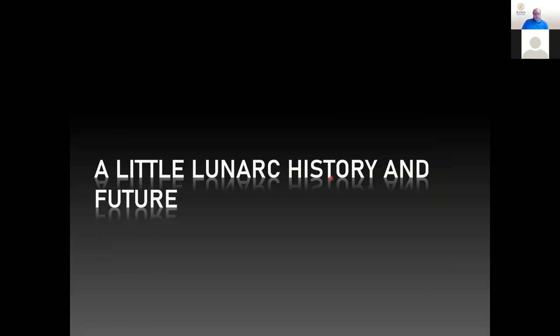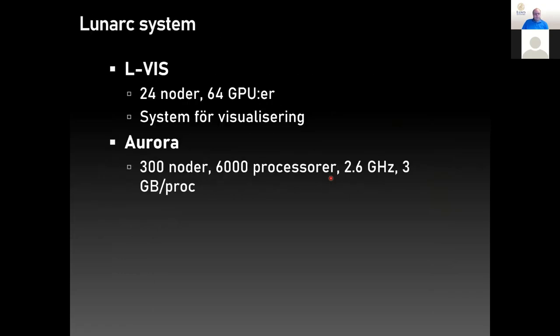And let's just skip ahead. This is what we have today at Lunarc. We have 24 servers for visualization, and we have 300 servers in total for Aurora, which is our big production system. That is over 6,000 processor cores running at 2.6 gigahertz, and there are 3 gigabytes of memory per core. So we have between 64 and 128 gigabytes of memory per server.